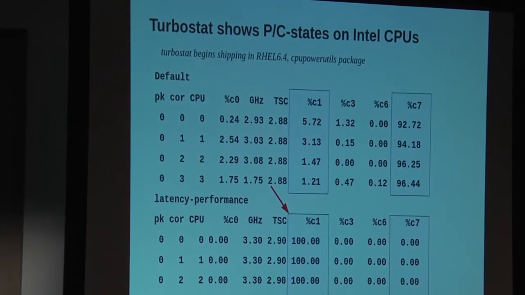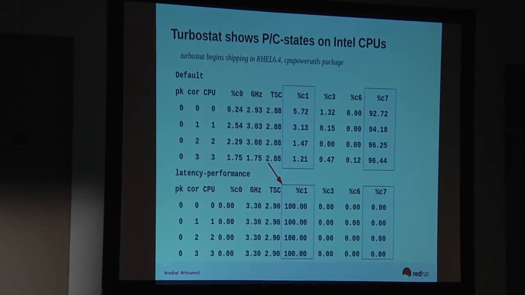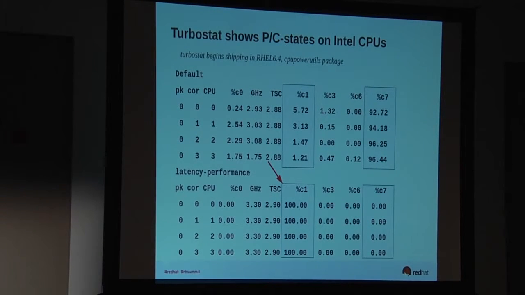This is a tool that we began shipping in 6.4. It's been upstream for a while, and you can use it on any version of RHEL 6, but it's new in 6.4 that we are packaging it and shipping it in an RPM called cpupower utils. It's called turbostat. Intel wrote it, so this is Intel CPU specific. I apologize for the folks using AMD.